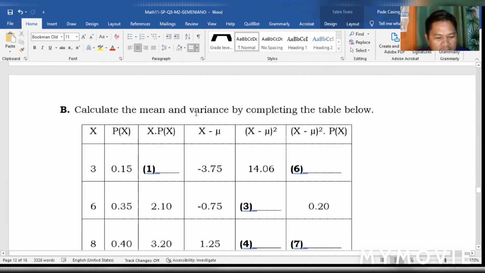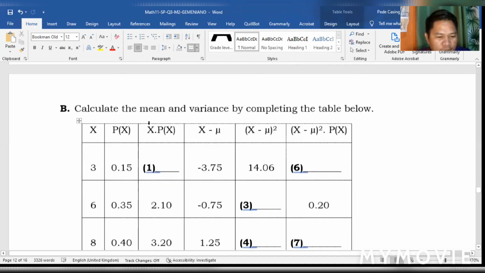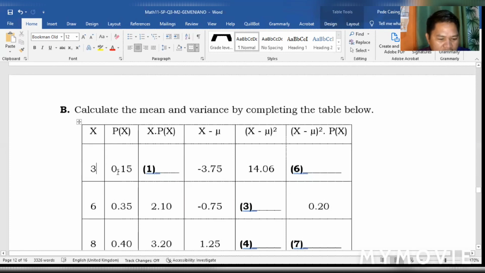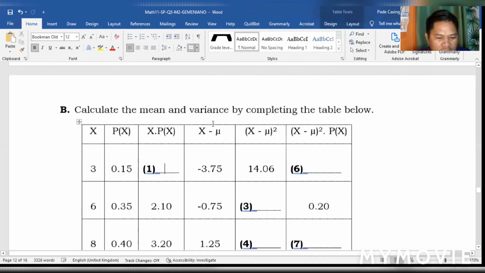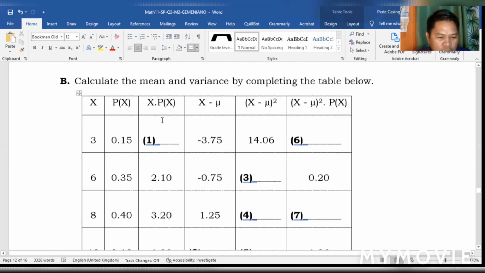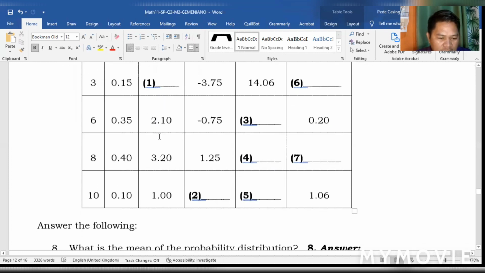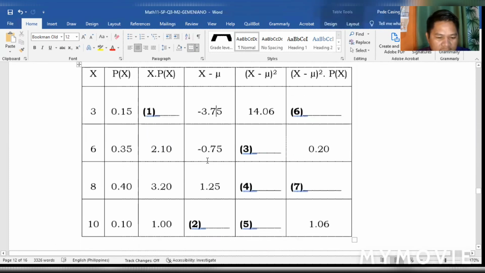For letter B, calculate the mean and variance by completing the table below. So you just insert na lang yung mga answers. For x times p of x, i-multiply lang ang 3 times 0.15, dito na yung answer ilagay. For number 2, we have x minus mean. So first compute the mean pala dito. After getting the answers for number 1, you add this portion here to get the mean. Then after that, subtract x to the mean. Ito na yung mga answers.